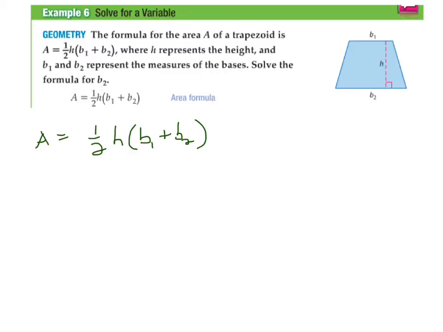Outside of the parentheses we have 1/2 times h times the parentheses. So there's no addition or subtraction. We need to go right to undoing the multiplication and division. So let's start with the 1/2.